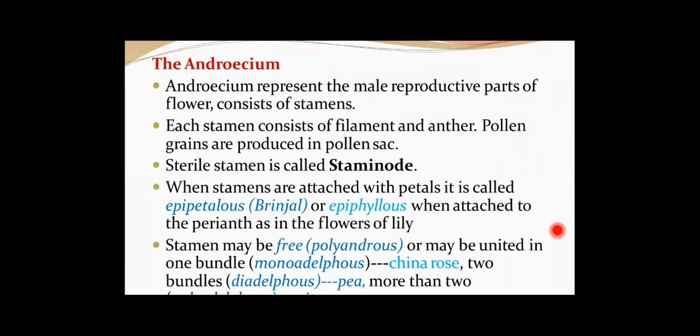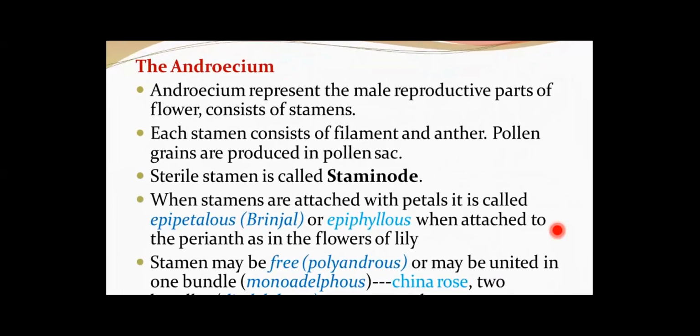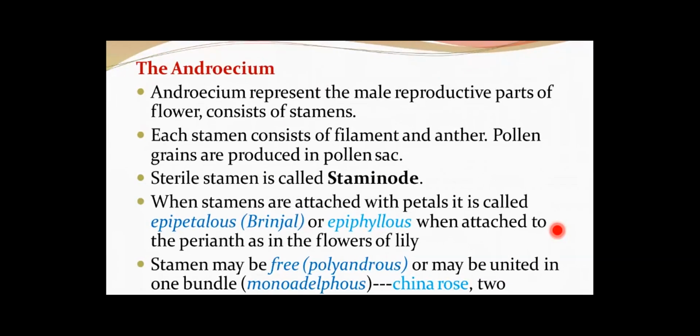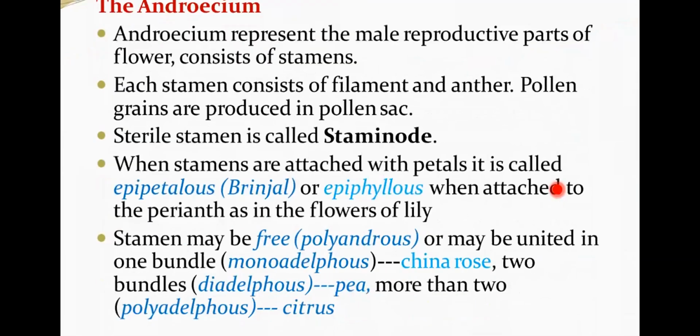Let us come to the next part, that is androecium. So what is this androecium? Androecium represents the male reproductive parts of the flower, which consist of stamens. Each stamen represents the male reproductive organ. It consists of a stalk or filament and an anther. Pollen grains are produced in the anther within the pollen sacs. And you should know that a sterile stamen is called a staminode. This is very important. Sterile stamen is referred to as staminode.